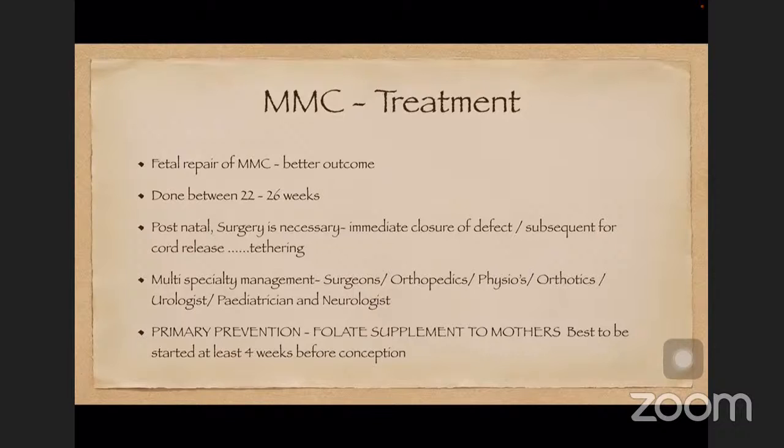detethering surgery. Multi-specialty management with the surgeons, orthopods, physios, orthotic support, urologist because of the sphincter dysfunction, a pediatrician and a neurologist. So it's a multidisciplinary management and a multi-specialty care that is required for these kids. Primary prevention is usually by folate supplements. So if you have a history, you can always begin. Otherwise, the best time to start is 4 weeks before conception.